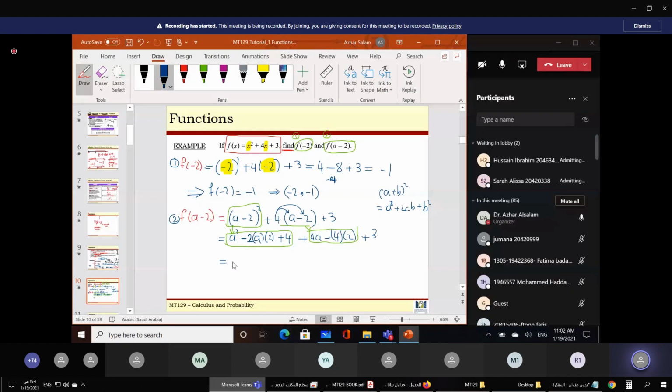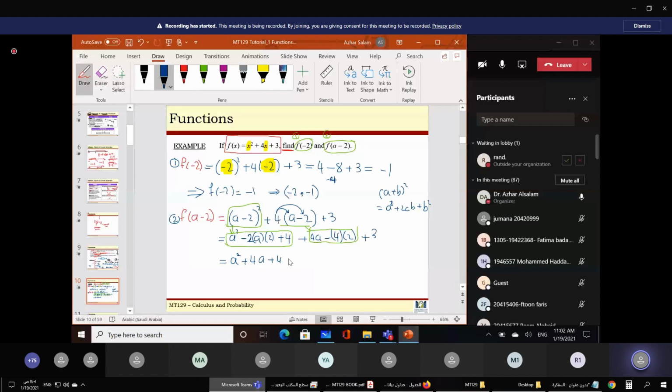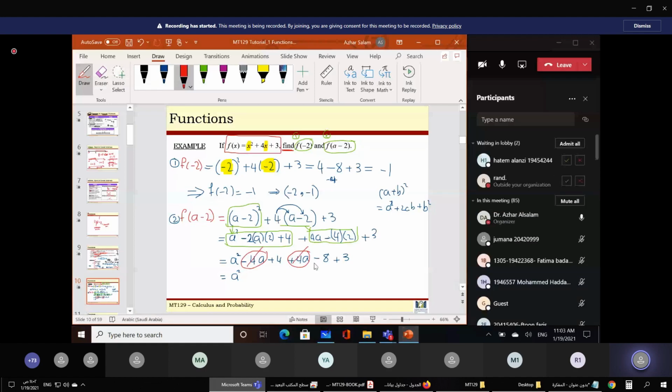Okay, here a squared, nothing will be changed. Here 2 multiplied by a multiplied by 2 is 4a. Sorry, this should be minus. This one minus, and this plus 4a, minus 8, yes, minus 8 plus 3, equals. Now, to simplify more, of course, this is a squared minus 4. Note here that minus 4a and plus 4a, I can omit together. It's the same quantity with different signs.